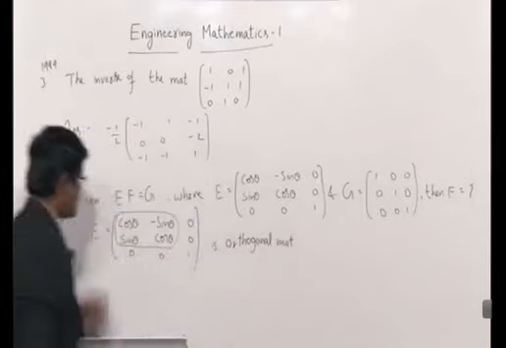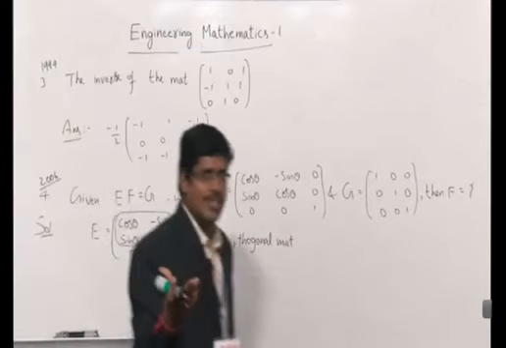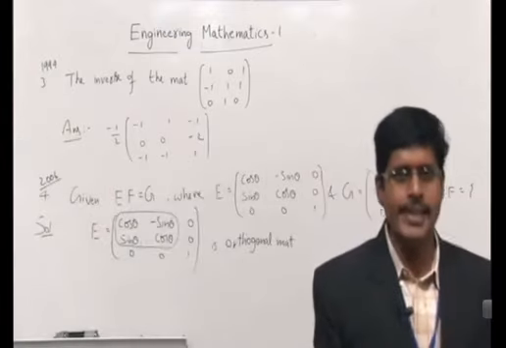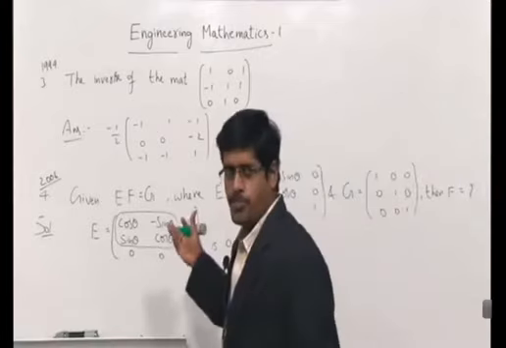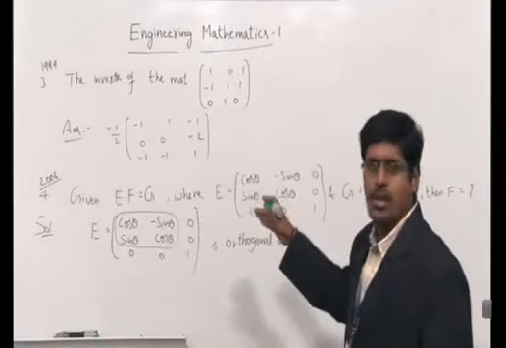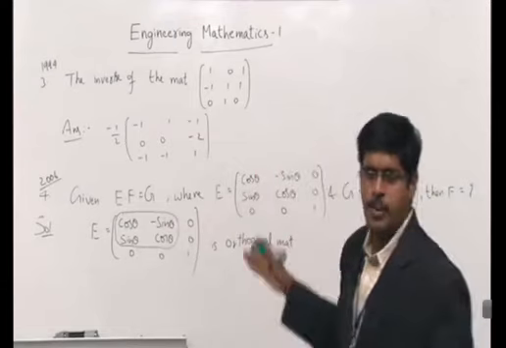Or you can check E into E transpose. When do we say that a matrix A is orthogonal? A into A transpose is equal to I. This is satisfied. And I will give some other note points based on the orthogonal matrix after a few problems.